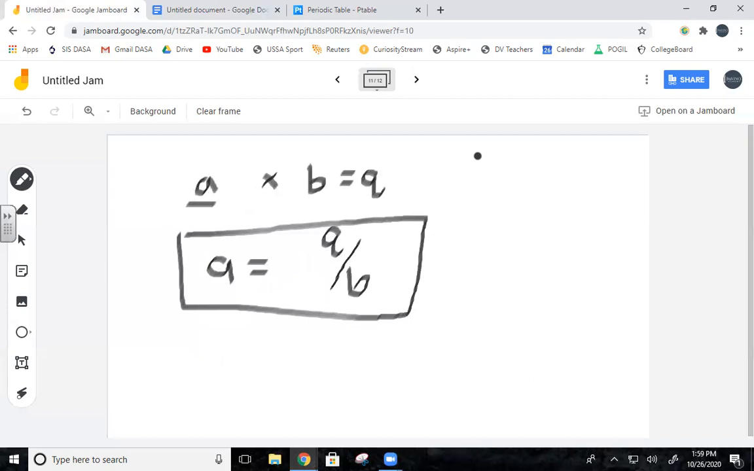The number of half-lives is close to how many full half-lives? 4. So what percentage should be left after 4 half-lives? And I will give you a hint. It's on your table, Taylor. Eli? 6.25. We just had to work it out together.